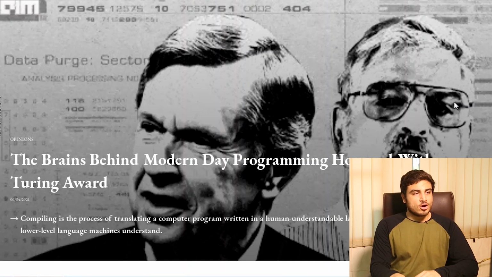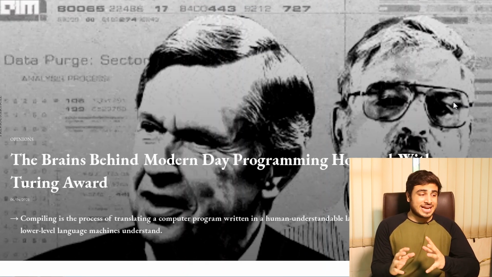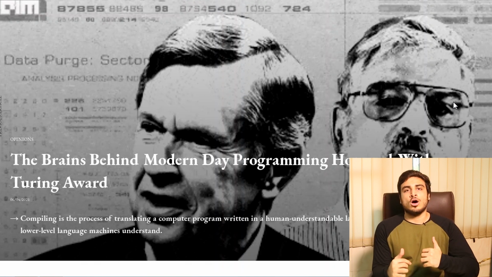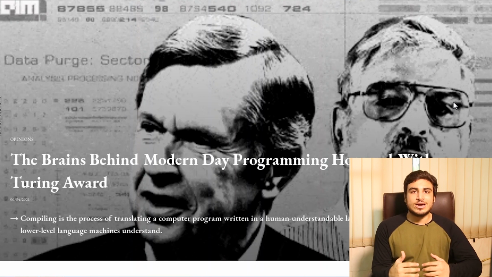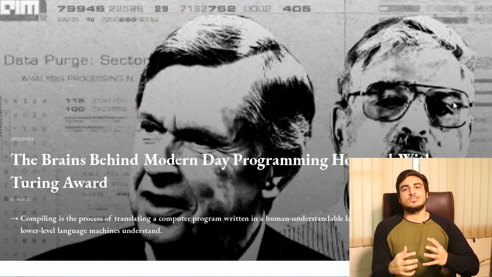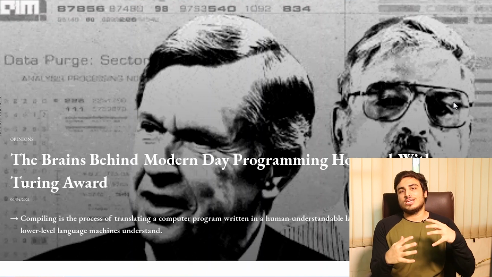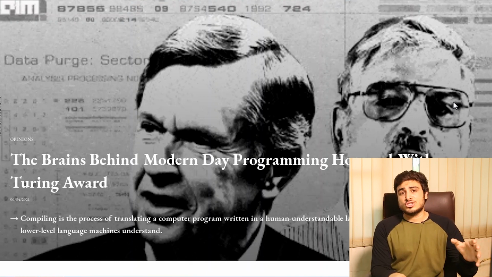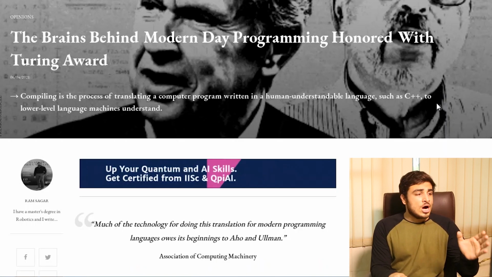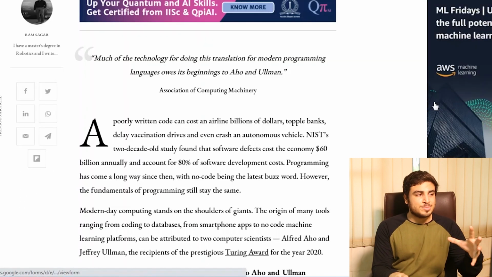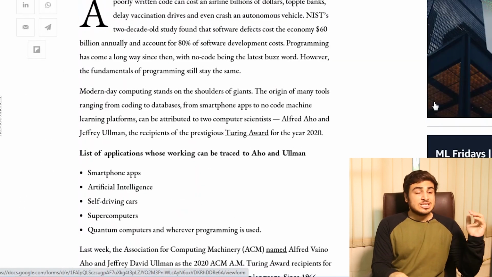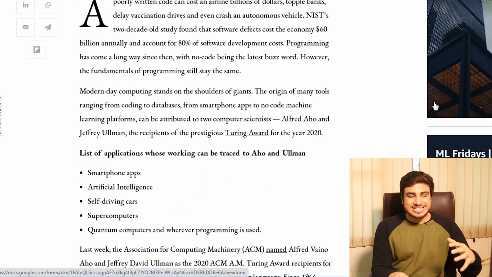Moving on to the last story of our day. Our last story is that the brains behind modern day programming are honored with the Turing Award. Anything to do with modern day coding, although it may be non-existent in today's world, many of the things that we are using today were conceptualized by these two gentlemen called Alfred Aho and Jeffrey Ullman. Here is the list of applications whose working can be traced back to Aho and Ullman: smartphone applications, artificial intelligence, self-driving cars, supercomputers, quantum computers, and wherever programming is used.